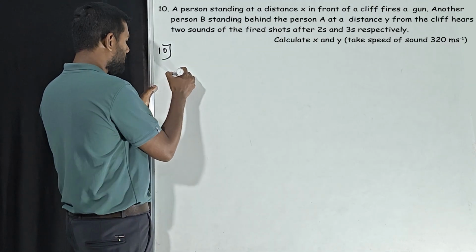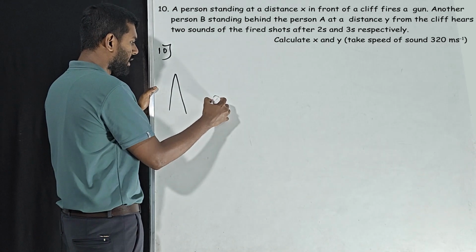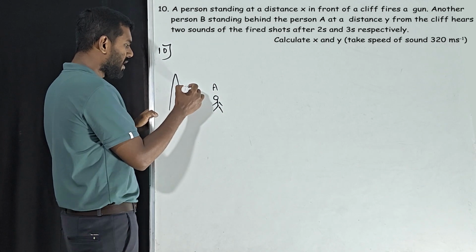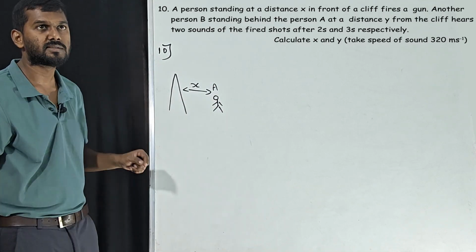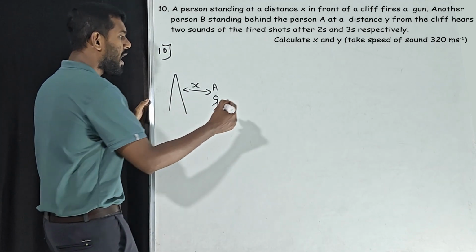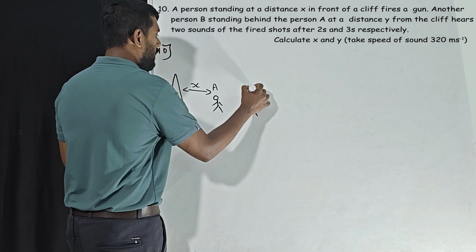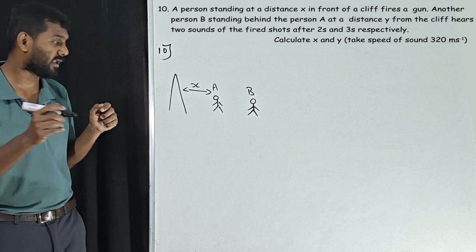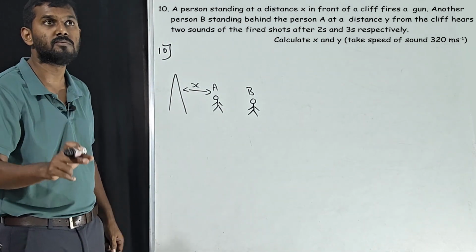Now listen. There is a cliff, and a person called A is standing in front of the cliff at a distance of x. Another person B is standing behind the person A at a distance of y from the cliff. This is very important.